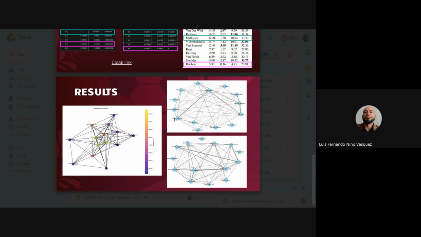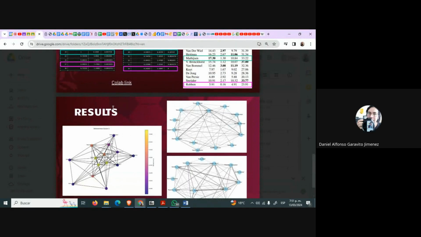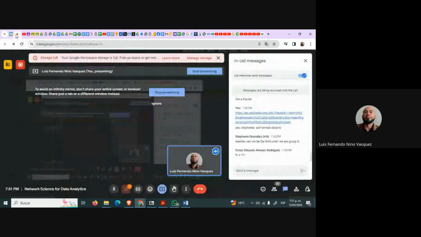Okay, good timing. But you already did the work, is that what you're saying? Yes, we already did the replication of the paper. Okay, that's good, Professor.